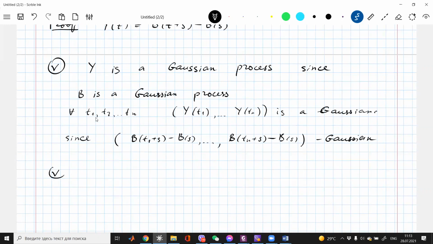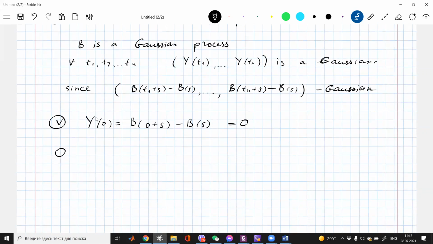Now the next three properties that we should check: first, that Y from 0 is equal to 0. So let me write that by definition this is obviously 0. So the next property is checked already. The next property that we have for Brownian motion, we give the definition in terms of Gaussian process. So we need to specify its expectation for each t, and we should check that it is equal to 0. From the definition of the process Y, B from t plus s minus B from s, and using the linearity of expectation, this is 0 minus 0, so this is 0.